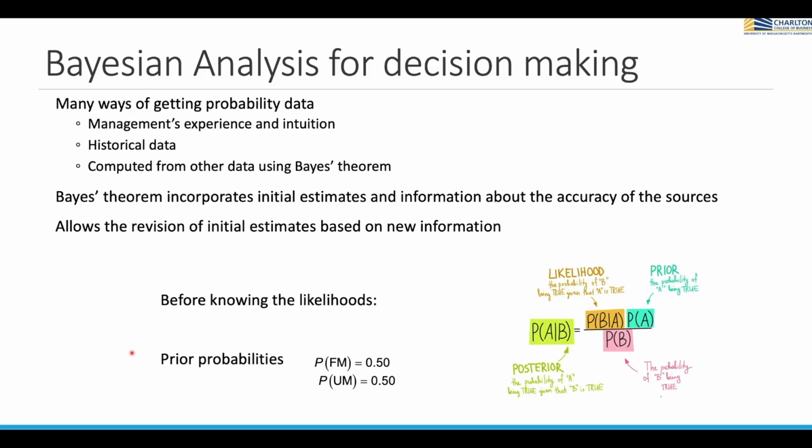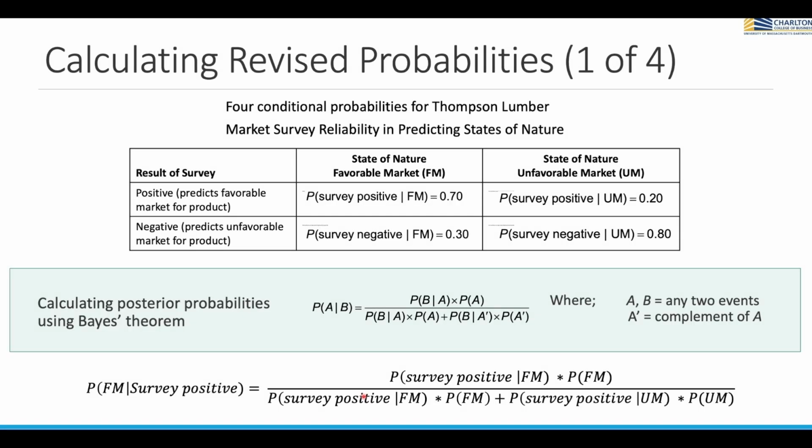So for now, let's assume the prior probabilities are: probability of favorable market being 50% and probability of unfavorable market also being 50%. This is our initial perception. We don't know what will happen in the future, but there are only two results. Either the market is favorable or not. And we assume that the chance of each happening is 50%. So now we can conduct a survey.